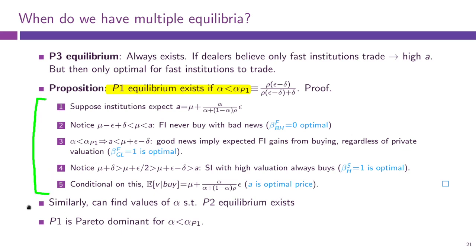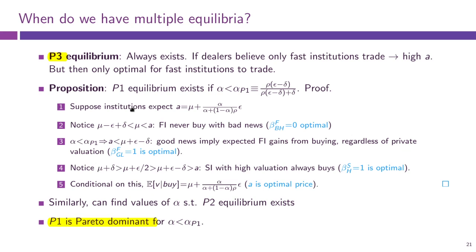And you can similarly derive existence conditions for P2, for when the P2 equilibrium will or will not exist. But one thing to note here is that whenever P1 exists, it is Pareto dominant. So it is weakly better for all agents than P3. So this is our implicit point of comparison. P1 is Pareto dominant to P3.